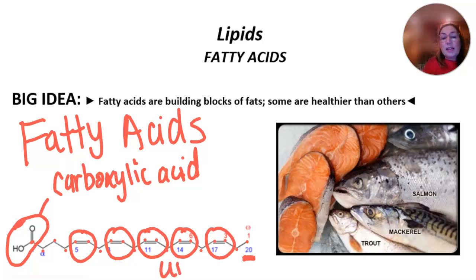This would be unsaturated because of those double bonds. Wow, looks like I'm not going to be able to spell there. Unsaturated because of the double bonds in the carbon chain.